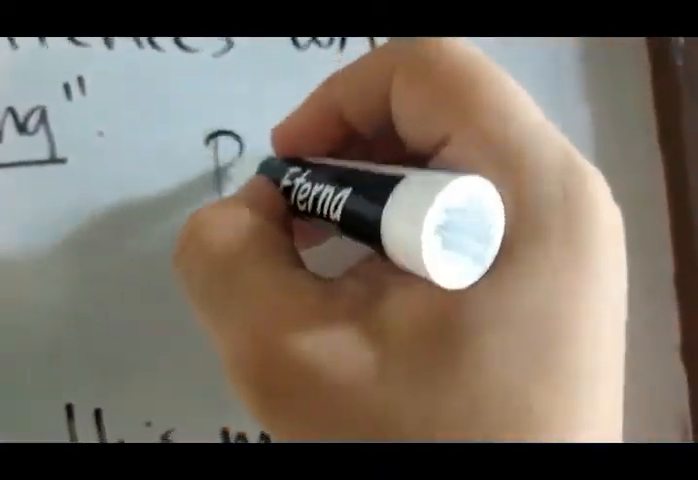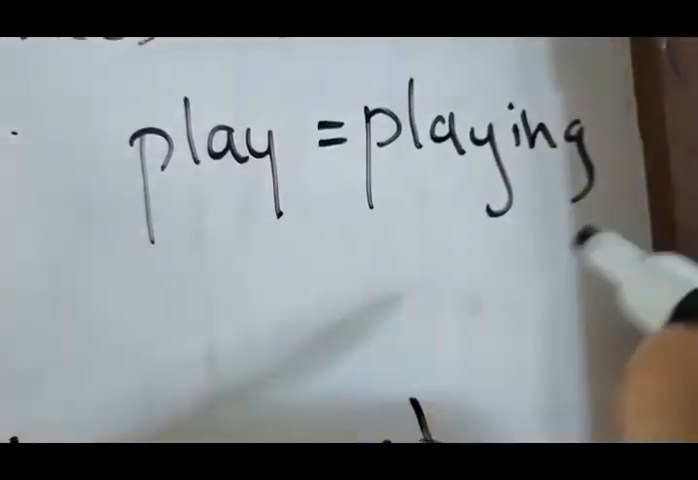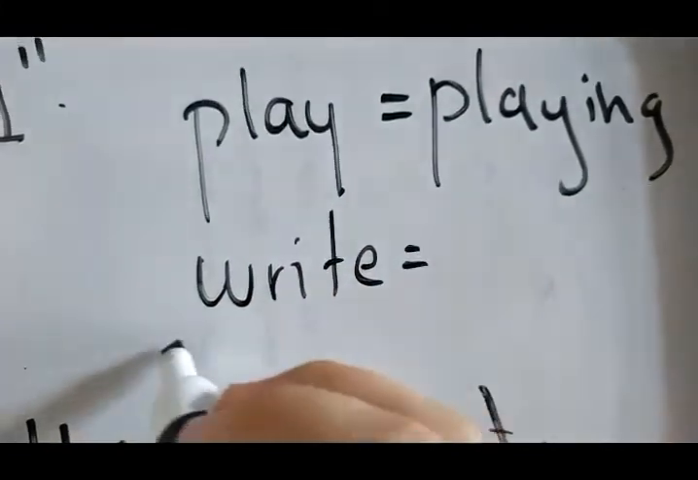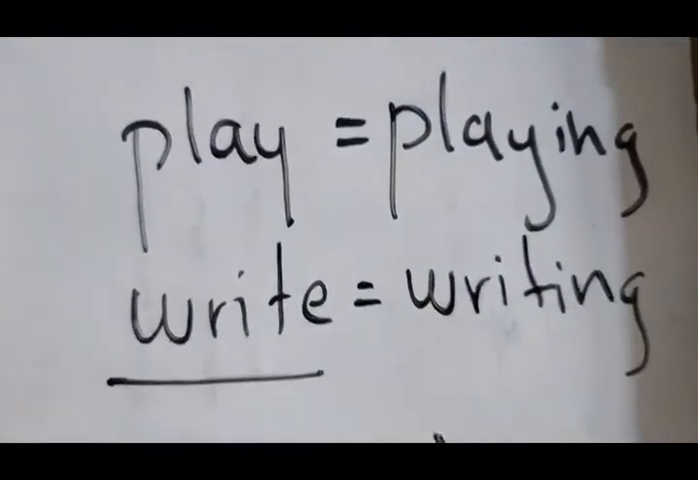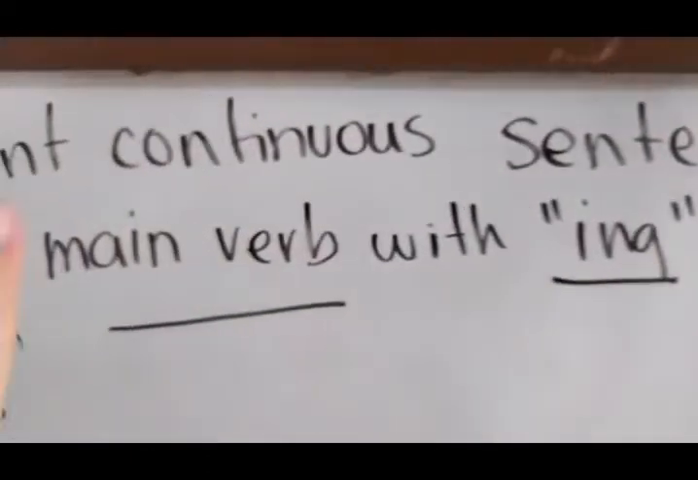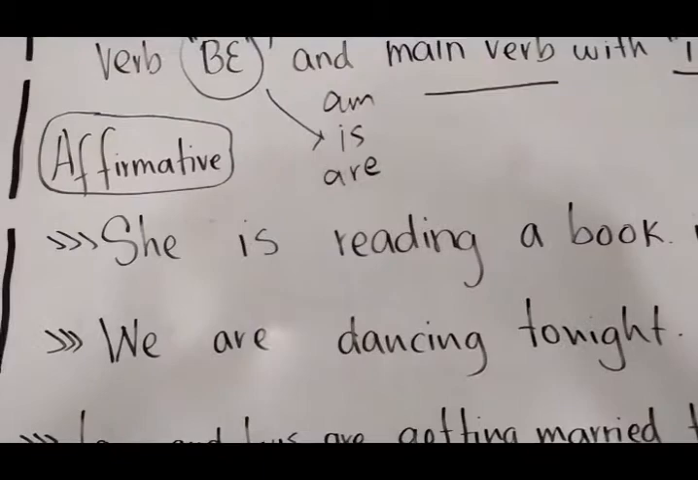For example, I'm going to write some examples here. The verb play, que es jugar, when we use it with the termination ing, jugar, jugando. For example, the verb write, escribir, if you have it in the termination ing, quedaría escribiendo. So that is what I'm referring to here, the main verb with the ing termination.